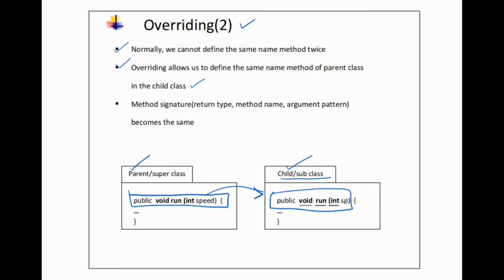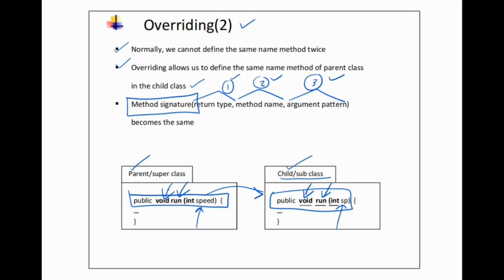Why do we say that these two are exactly the same method? Because they have the same return type void, same method name run, and same argument pattern. Recall again the three items that make for a method signature. These are same return type, same method name, and same argument patterns. Okay, that's the first, second, and third. So if these three are the same, then the two methods are the same. Okay, so return type is the same, method name is the same, and the argument pattern is the same.